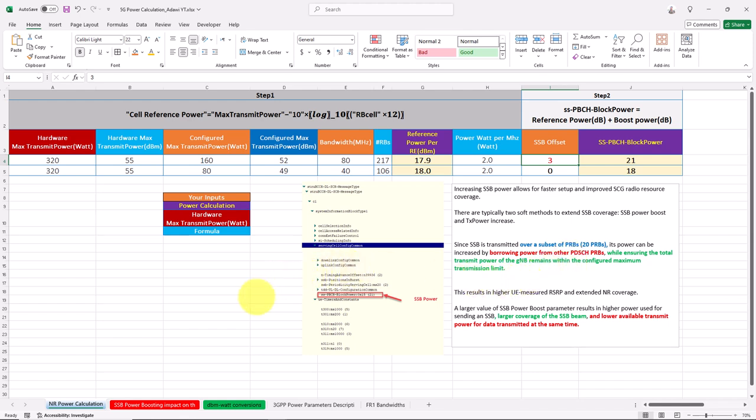So this is actually how we can calculate, and I will drop this sheet again in the video description. So let's move forward to the SSB block impact on the throughput, also to try to visualize how this kind of power will be borrowed from the PDSCH resource blocks and so on.